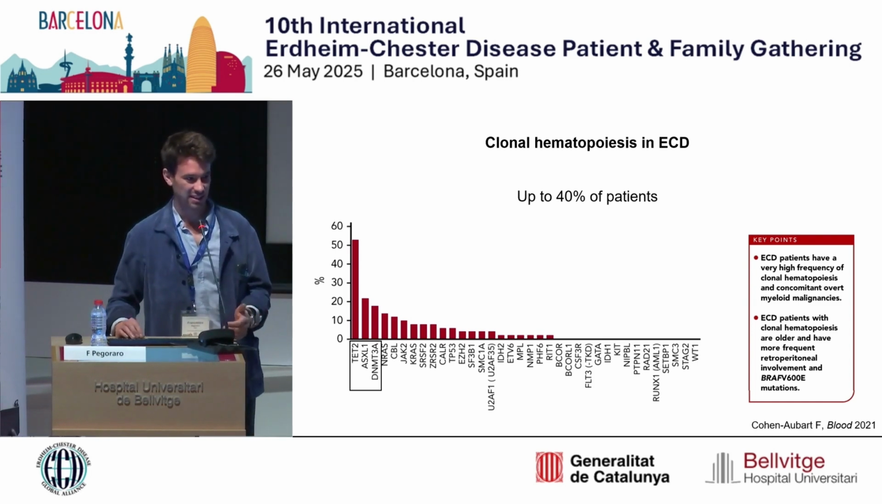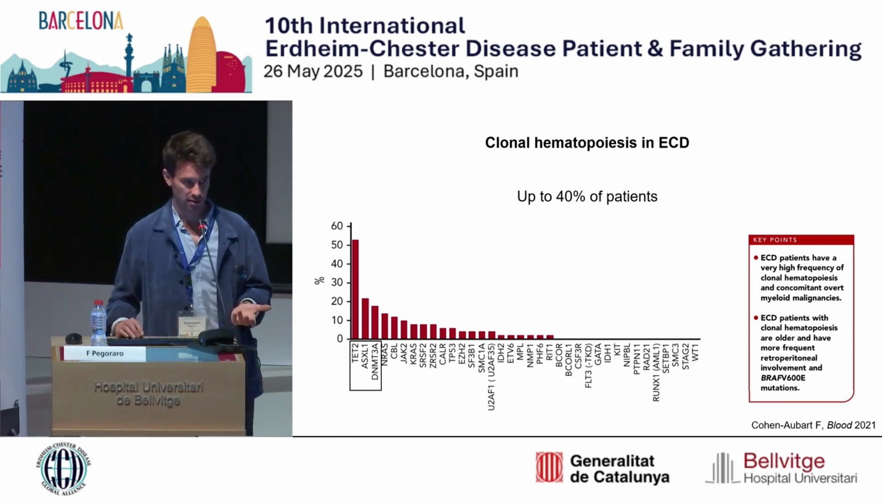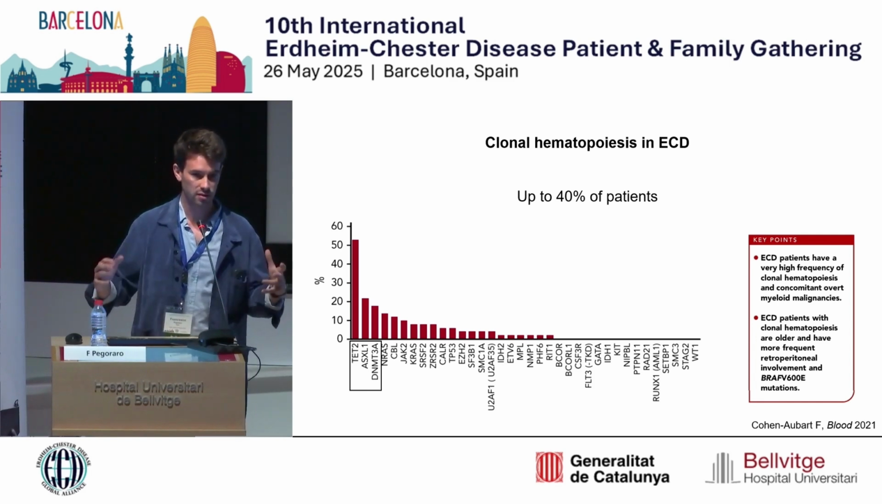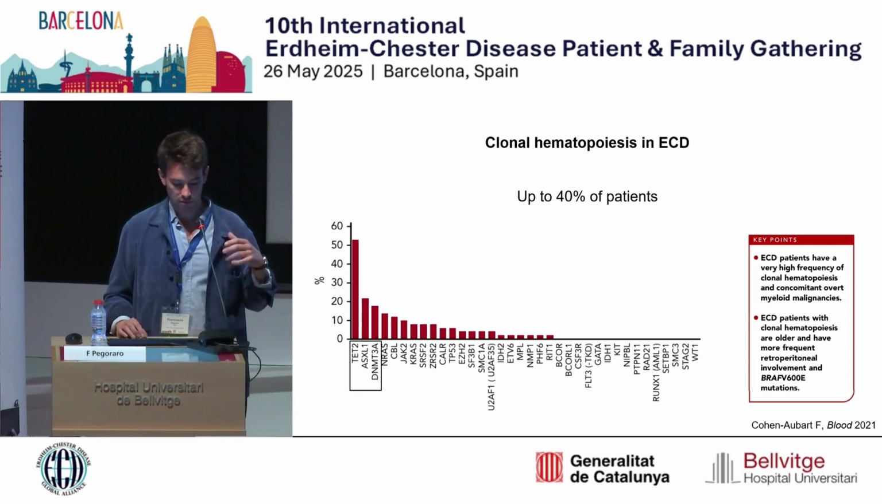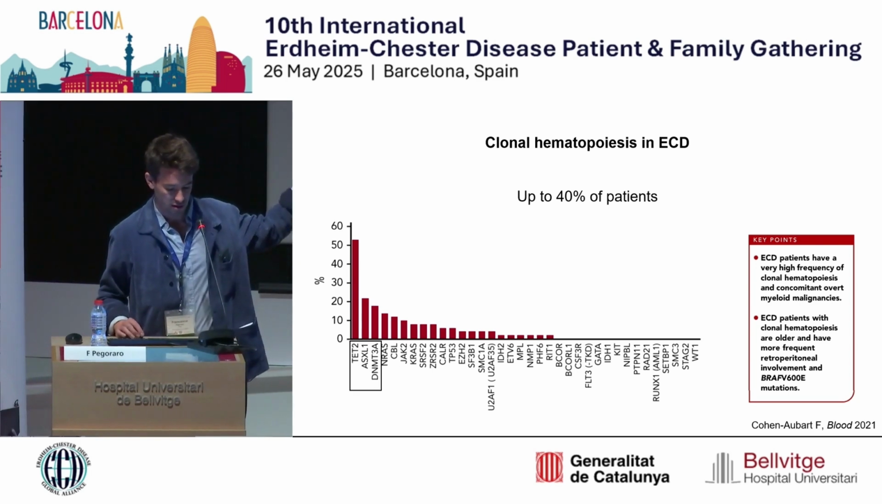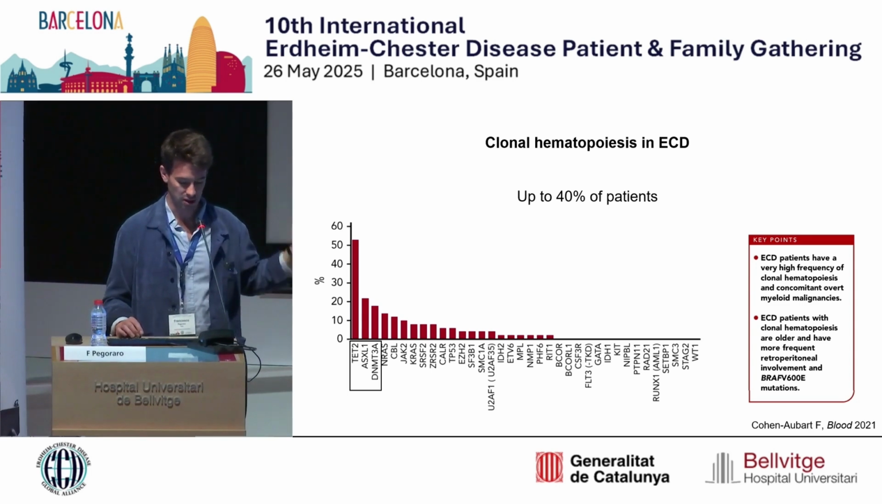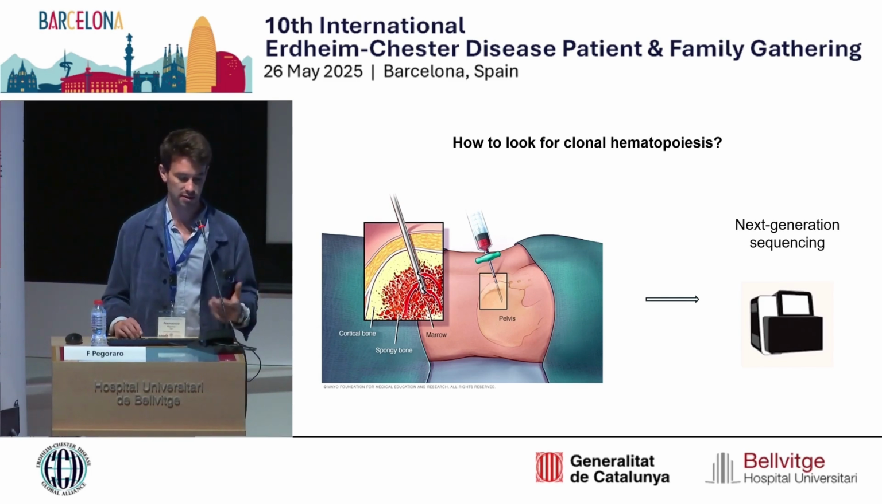So we know from the work of the French colleagues that patients with ECD frequently have clonal hematopoiesis, up to 40% of patients, and this has been confirmed on wider cohorts recently. So these three mutations are the most frequent in ECD: TET2, ASXL1, and DNMT3A, and this is why we usually suggest to look for clonal hematopoiesis in ECD patients.